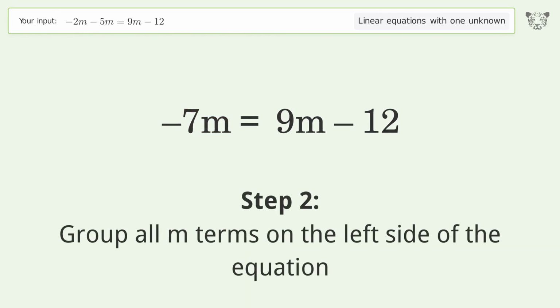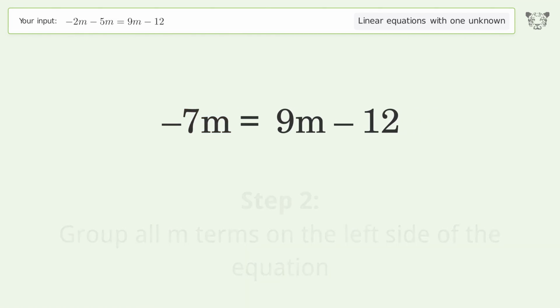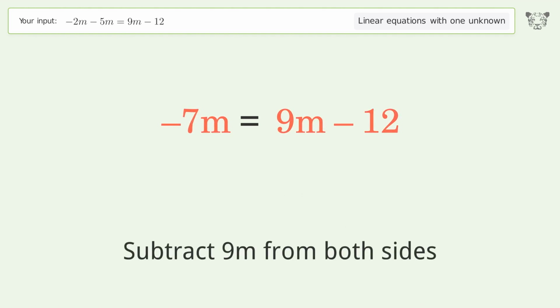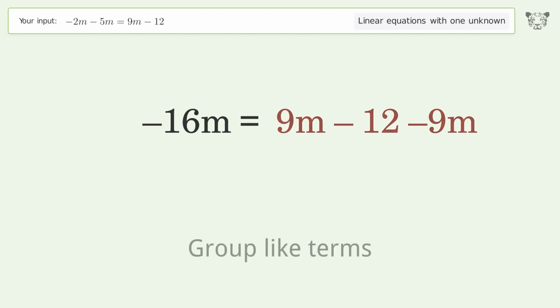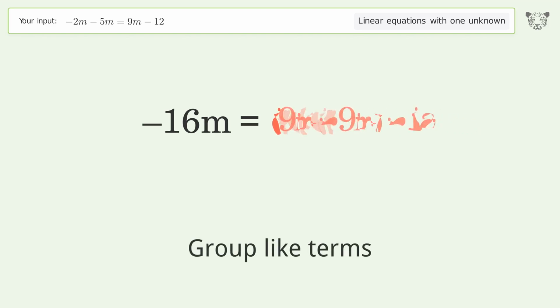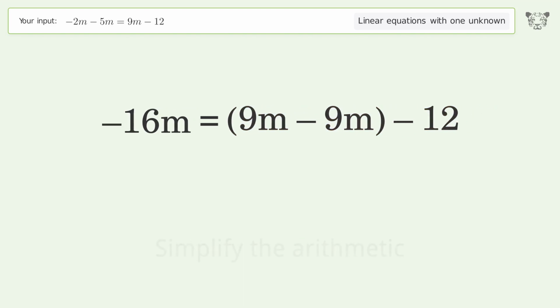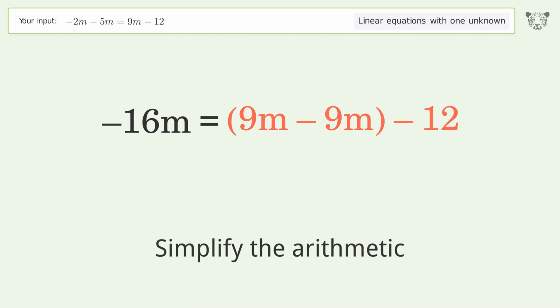Group all m terms on the left side of the equation. Subtract 9m from both sides. Simplify the arithmetic. Group like terms. Simplify the arithmetic.